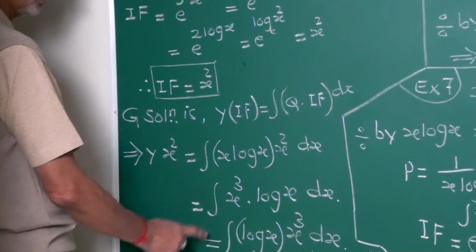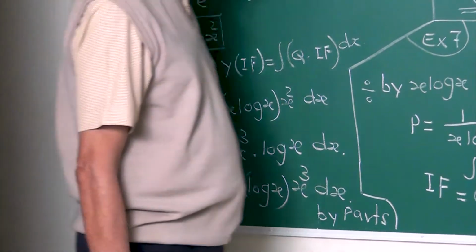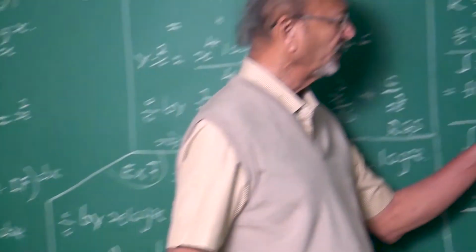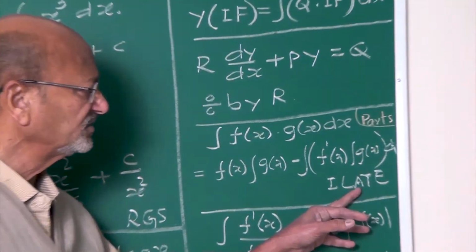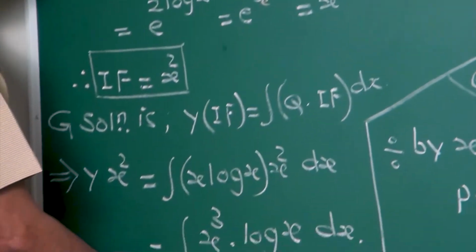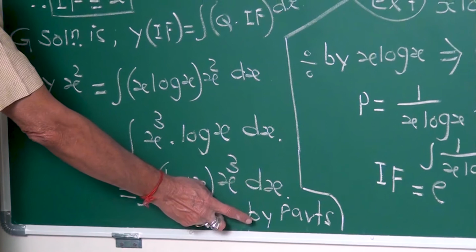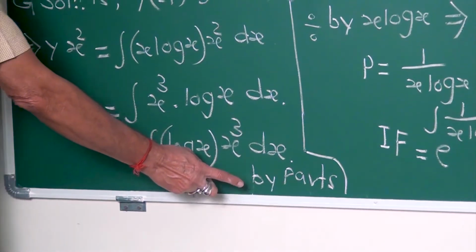Product of two functions. You must use what? Logarithm is first, then algebraic is next. Logarithm is first, algebraic is second. Use the by parts rule.